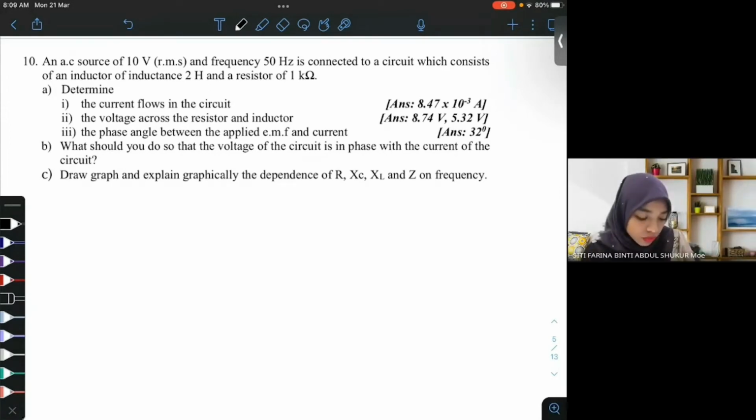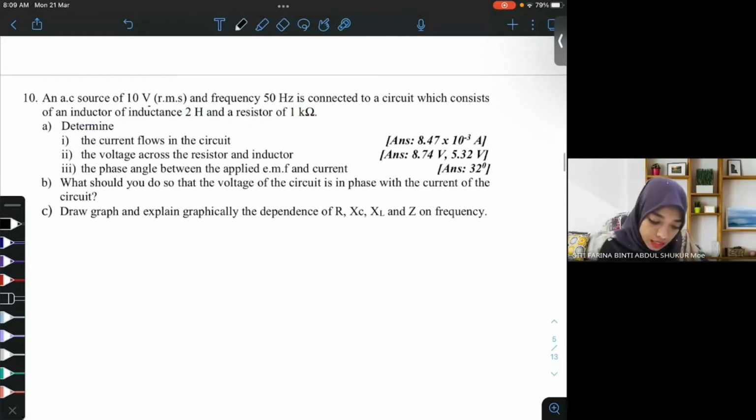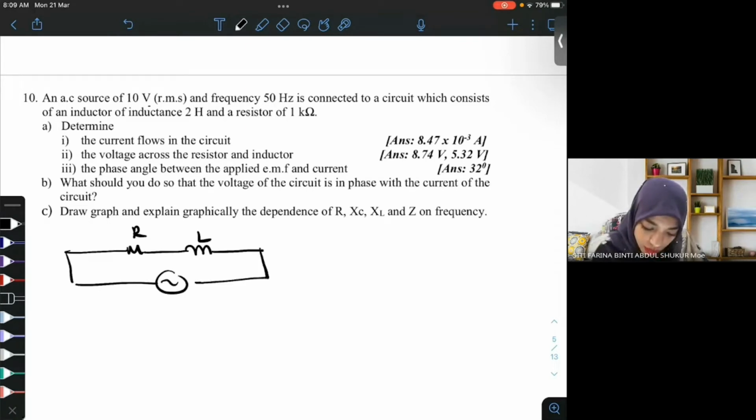Question 10. You have an AC source of 10 VRMS and frequency of 50 Hz connected to a circuit which consists of an inductor of inductance 2 Henry and resistance of 1 kilo ohm. So in our AC circuit, you're going to have resistance and inductance. So it is an RL circuit connected across a 10 volt RMS. Determine the current flow. So kita nak cari I dekat sini.